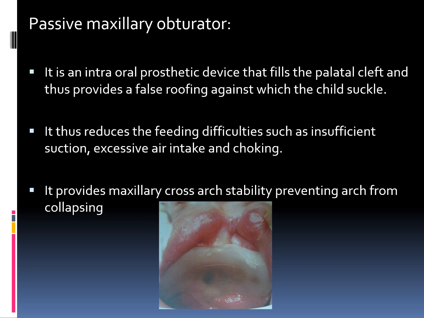You can see. Yes, so basically it is an intraoral prosthetic device that fills the cleft of the palate, thus providing a false roofing kind of thing against the suckling of the child. It thus reduces the feeding difficulties, such as insufficient suction, excessive air intake, and choking. It provides maxillary cross arch stability, preventing the arch from collapsing. So it also helps in stabilizing the arch, so that it doesn't worsen in the future.